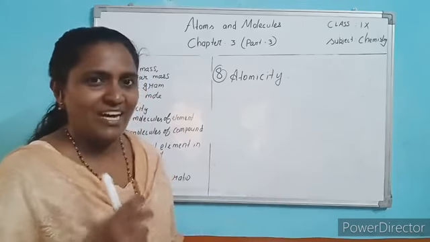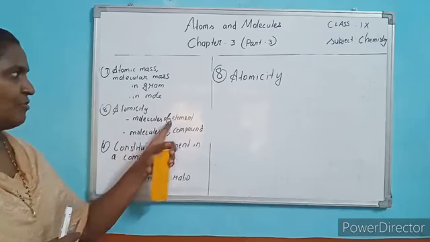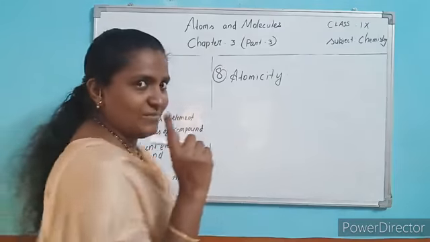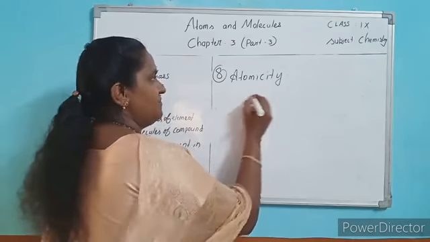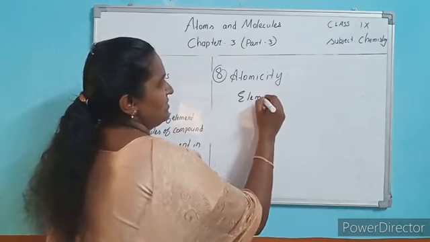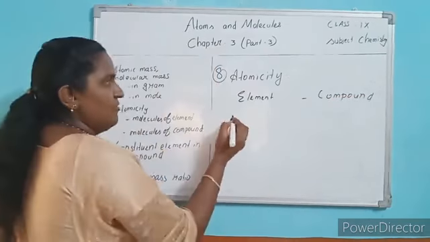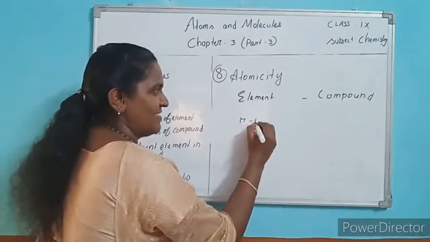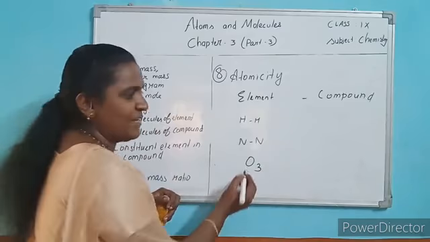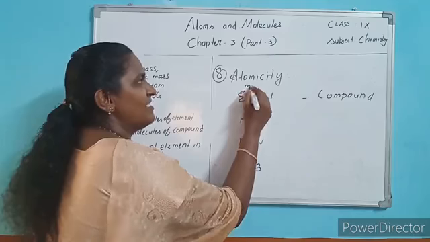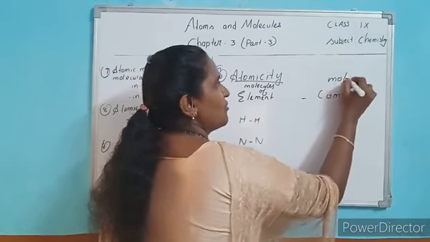Here we are going to study two things: atomicity of molecules of elements, and atomicity of molecules of compounds. What is atomicity? The number of atoms present in a molecule of an element or compound. Note it all down. First, I will take examples of elements: hydrogen, nitrogen, ozone. They are the same kind of atom. So, molecules of elements, molecules of compounds.